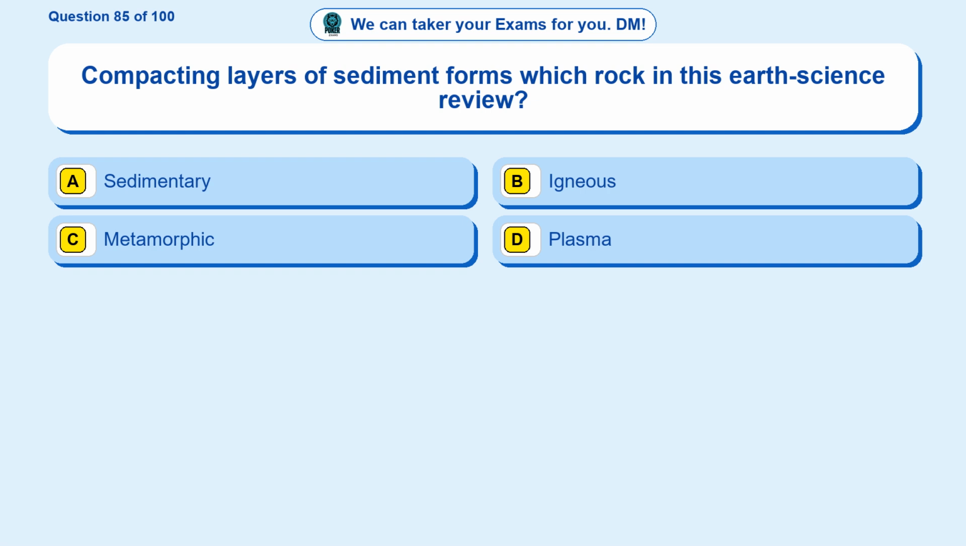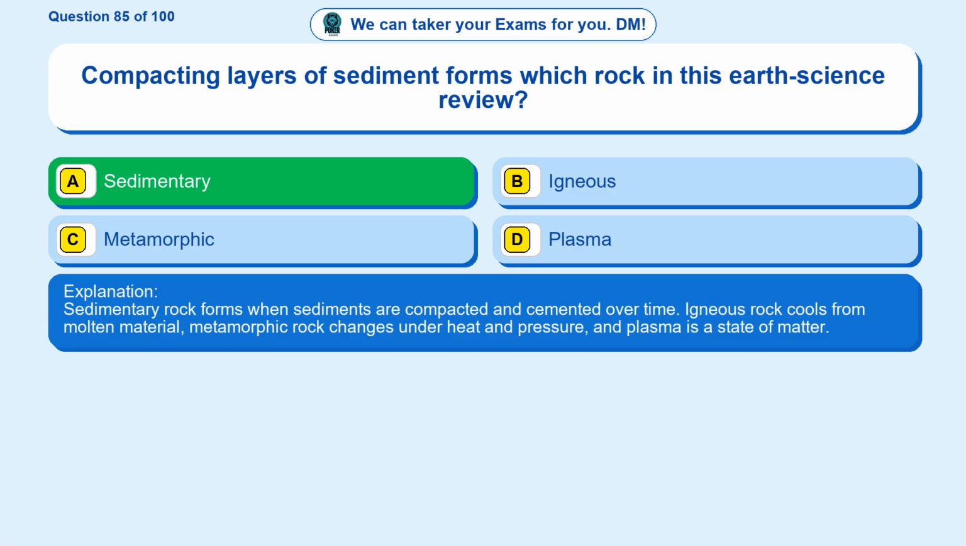Question 85. Compacting layers of sediment forms which rock in this Earth Science Review? Option A, sedimentary. Option B, igneous. Option C, metamorphic. Option D, plasma. The correct answer is option A, sedimentary.